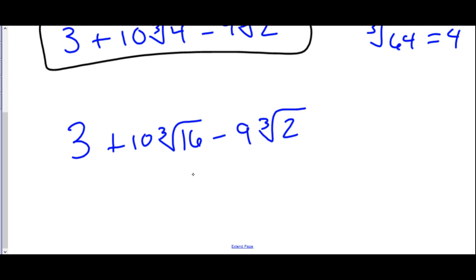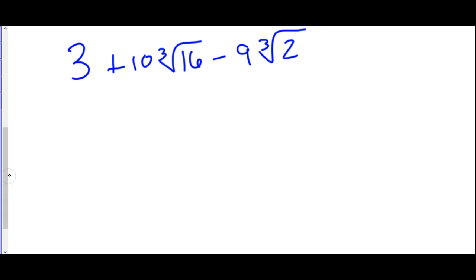So one last problem. 3 plus 10 cube root of 16 minus 9 cube root of 2. Now in this problem, I'm going to show you a second way to simplify these, just so you have some options. If you don't like using the list of perfect squares and perfect cubes, there is actually a second way. Instead of specifically looking for something that multiplies to be 16 that already is a perfect cube, I'm just going to look for any numbers that multiply to be 16. So like 4 times 4. That multiplies to be 16. And I'm going to keep breaking it down.